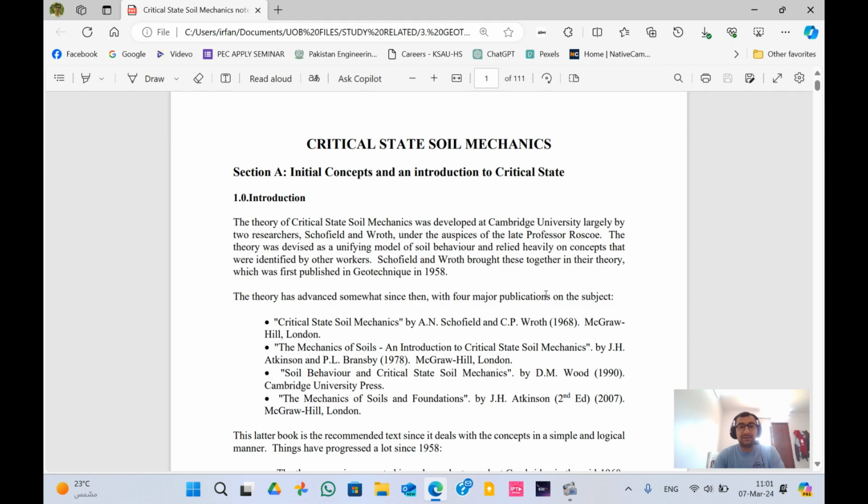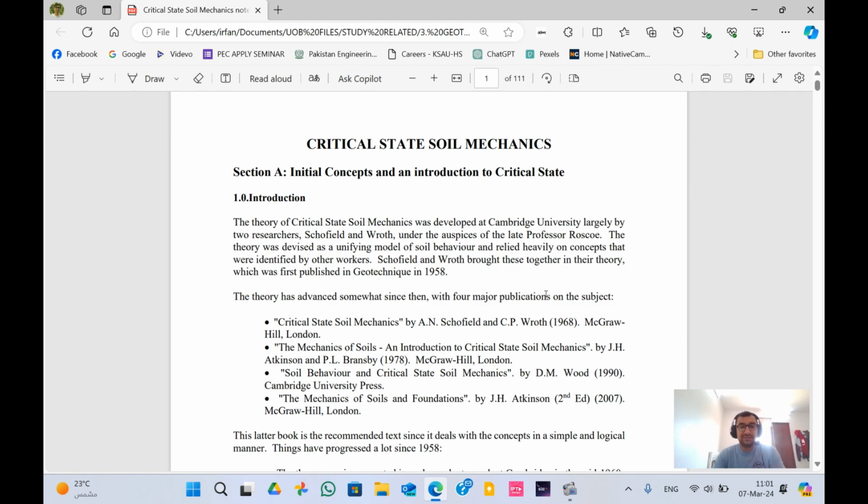If you are getting admission in the University of Birmingham in the MSc Civil Engineering course, you will have this module in that, and it will be taught by one of the senior most professors, Dr. Ian Jefferson. He's one of the nicest guys I've ever met, and the concepts that he gave are still fresh in my mind, and I like the way he taught us the subject.